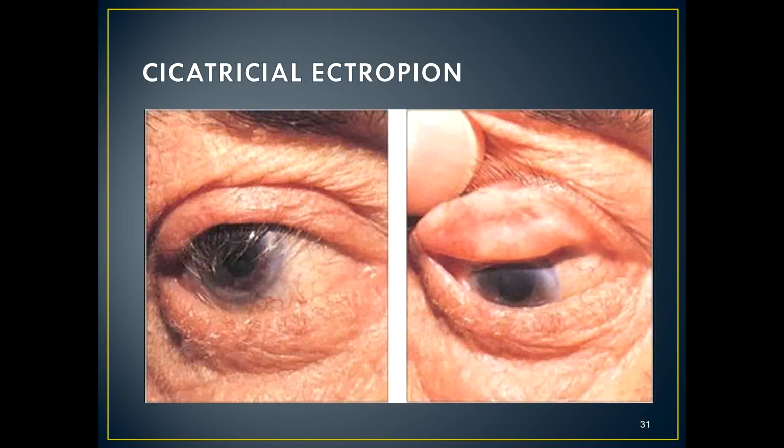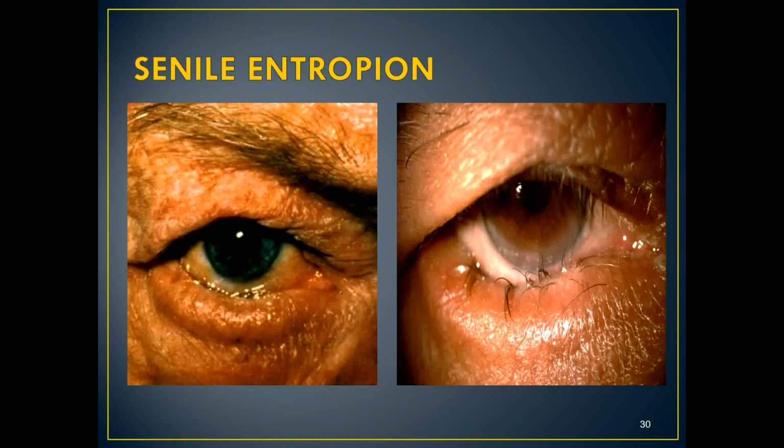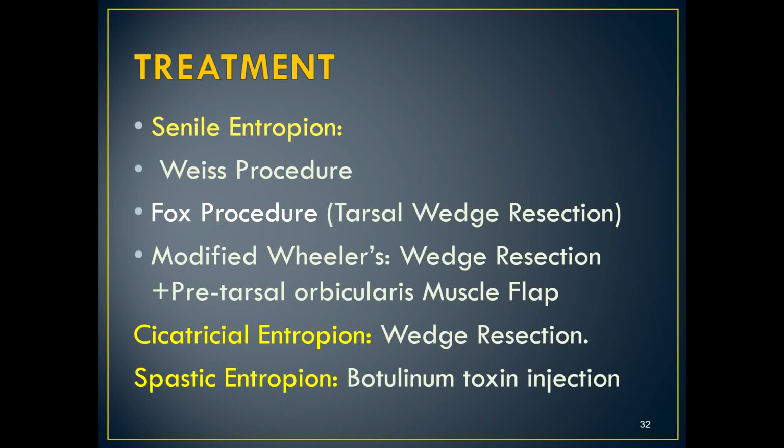This is the cicatricial entropion, where after injury, for example some chemical injury, cicatrization occurs and inward rolling of the lid margin is seen. This is senile entropion. When the preseptal and pretarsal muscles of the orbicularis oculi slide over each other, the upper lid is rolled inward. The treatment of entropion at the level of third year, you need to know that treatment of entropion is surgical correction. Don't go into the detail of operations.